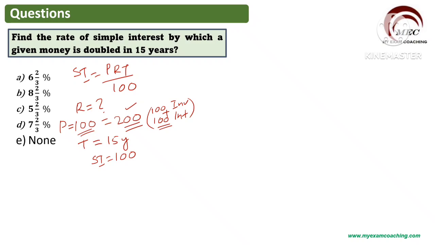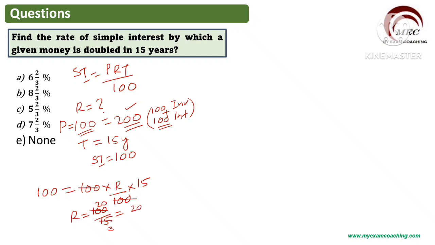Now we want to find out the rate of interest. So from here we can say SI 100 is equal to PRT. 100 rupees we have invested, into R, which is what we need to find out, into time, which is 15 years. Now you can cut this 100 and this 100. So R into 15 is equal to 100. So R will be equal to what? 100 divided by 15. 100 divided by 15, you can cut with 5: 5 twenties are 100, and here 5 threes are 15.